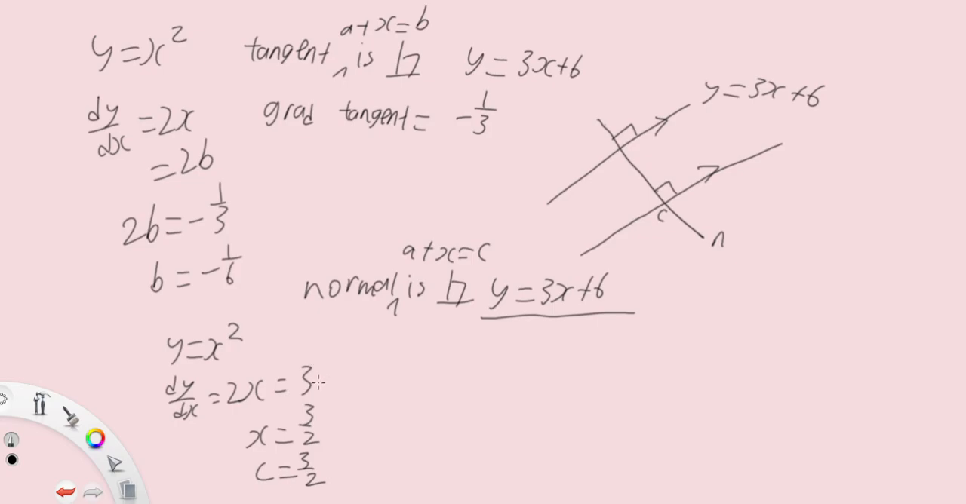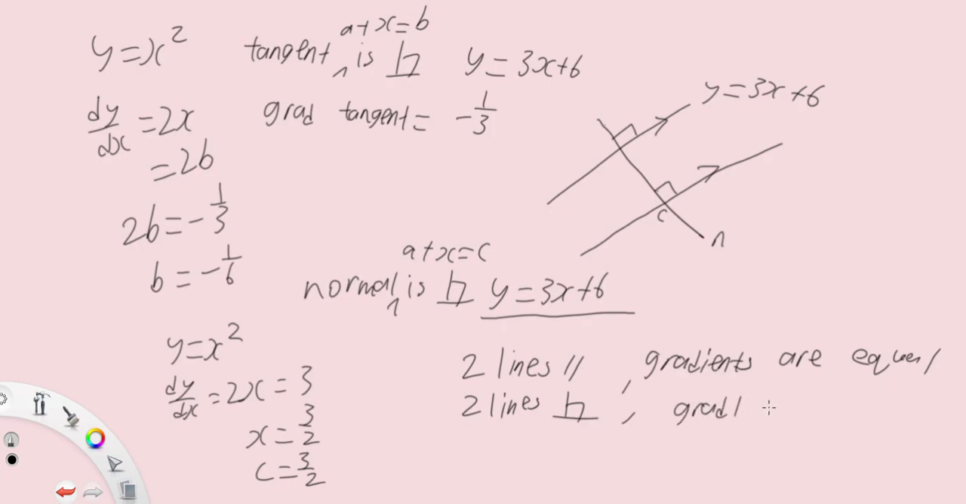Again, this is just you working out and actually figuring out that the normal and tangents are all perpendicular, and how two lines actually relate in terms of their gradient if they're either perpendicular or parallel. So in essence, let me write this down again. Two lines parallel, gradients are equal. Two lines are perpendicular to each other, gradient 1 times gradient 2 equals to minus 1. And this ends the application of differentiation for tangents and normals.